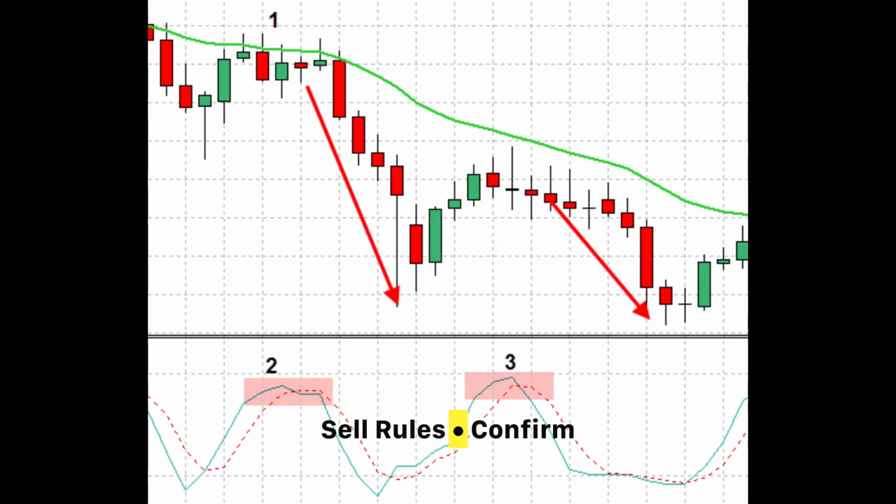Sell rules. Confirm a clear downtrend, lower highs and lower lows. Stochastic must rise above 80, overbought, and then cross down to signal momentum shifting lower. Enter sell on the next confirming candle after the stochastic crossover. Put your stop loss just above the recent swing high or resistance area. Target the next support for your take profit as price moves down.